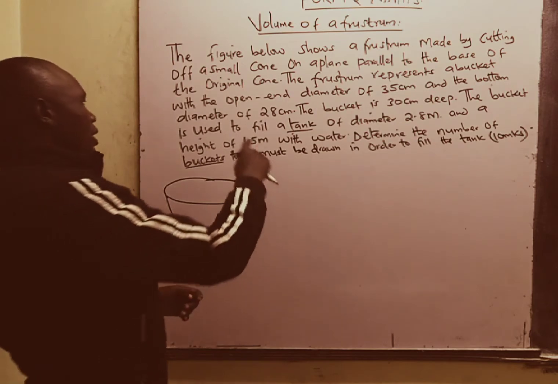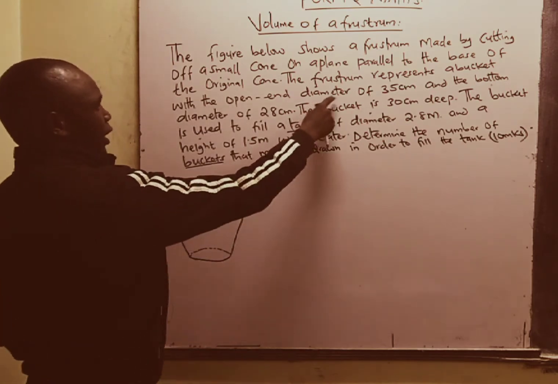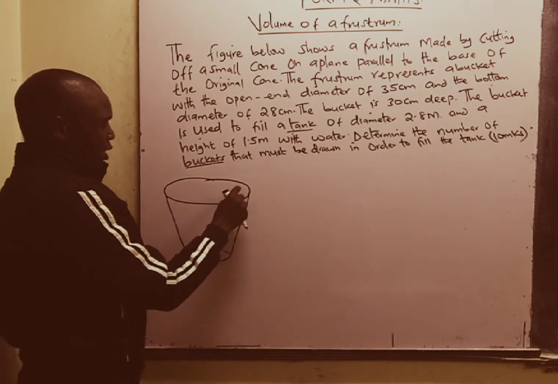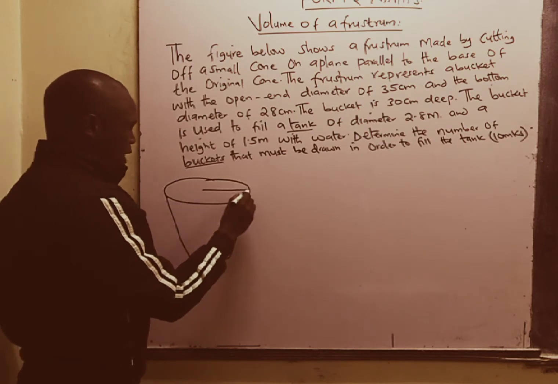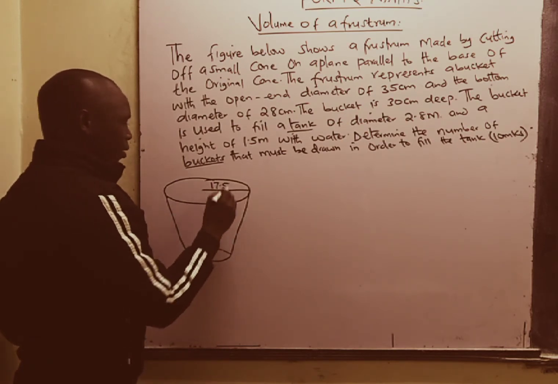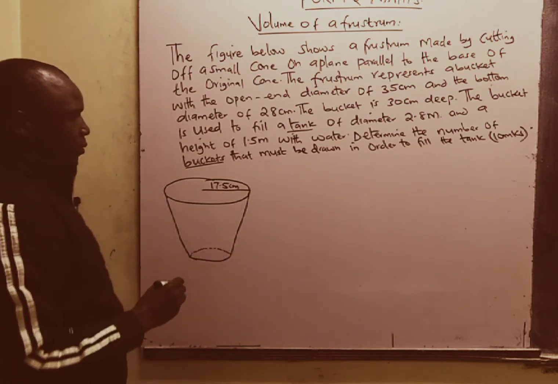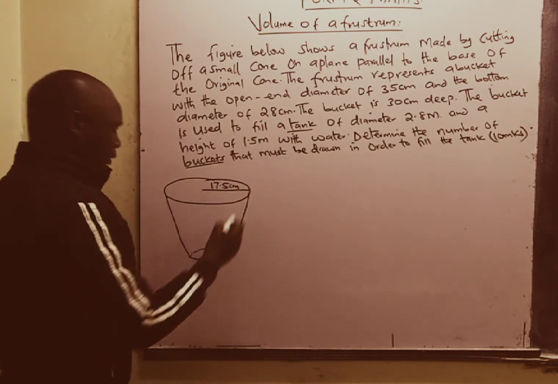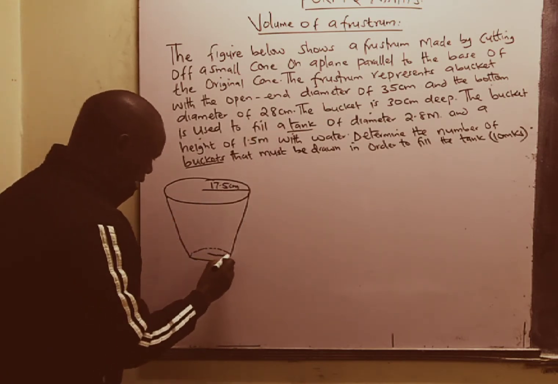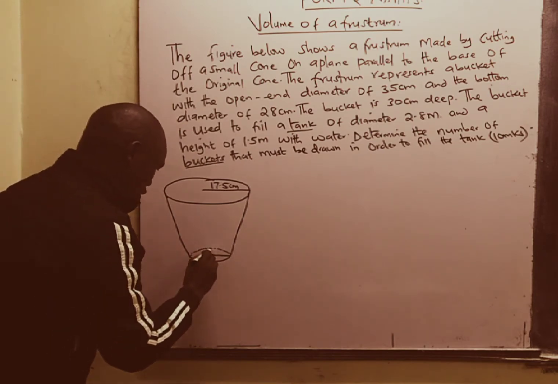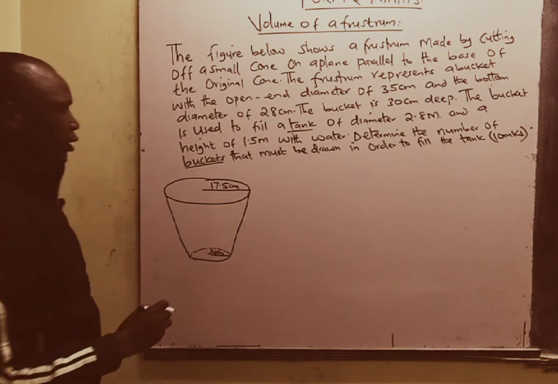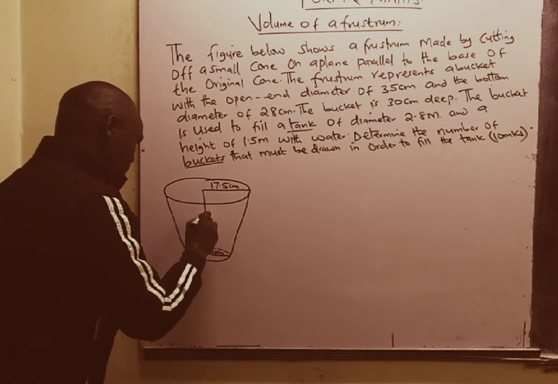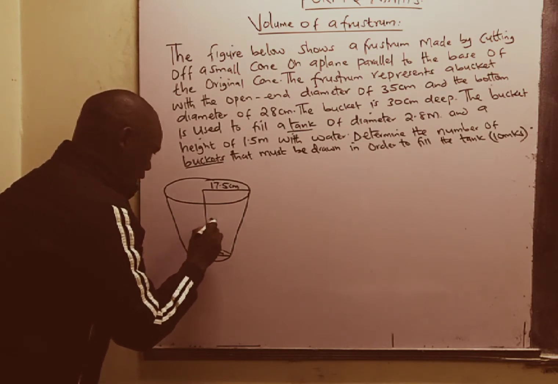The frustum represents a bucket with the open end of diameter 35 centimeters. This is the open end, and if the diameter is 35 centimeters, our radius is going to be equal to 17.5 centimeters. At the bottom, the diameter is 28 centimeters, so the radius is going to be equal to 14 centimeters. The bucket is 30 centimeters deep.